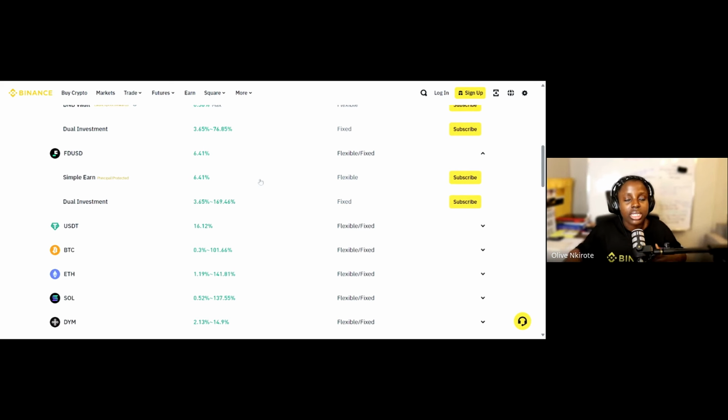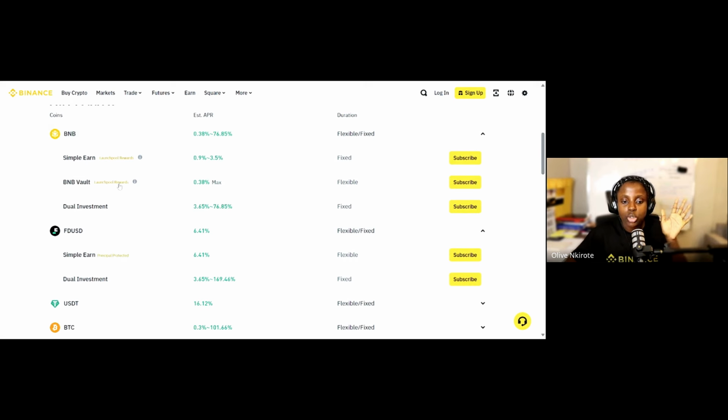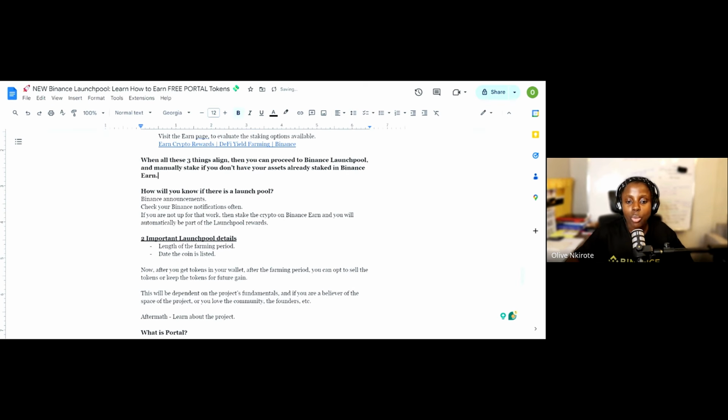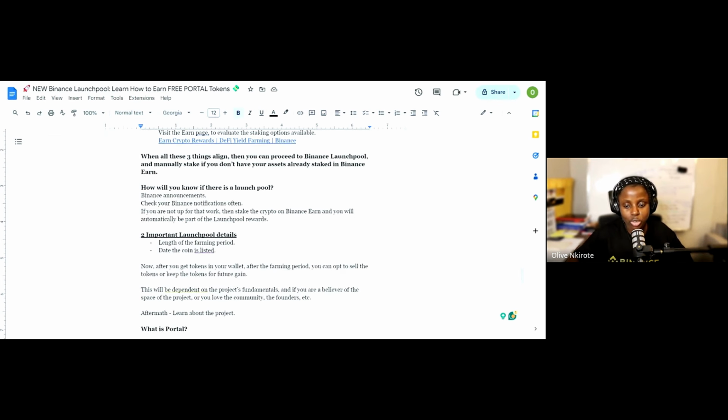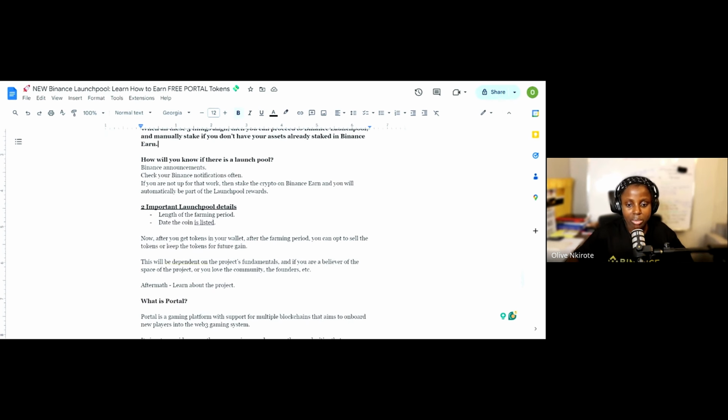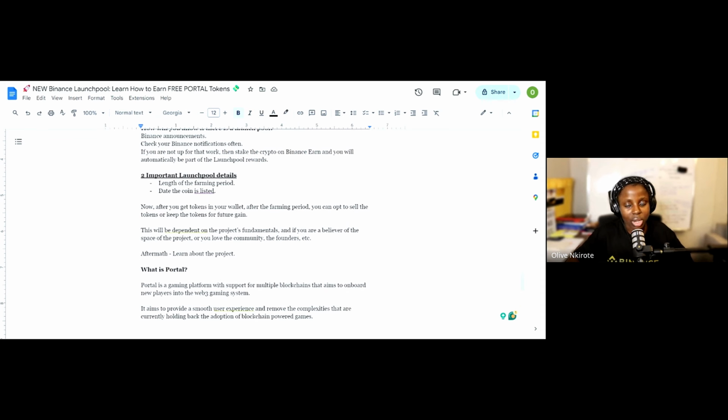You can stake either kienyeji, where you're following up with the announcements from Binance, or you simply just put your money here. It automatically is added to the launch pool. When all these 3 things align, you can proceed to Binance Launchpool if you're doing it manually. But if your assets are already in Binance Earn, you are automatically added on the Binance Launchpool section. How do you know if it's a launch pool? We've talked about that. Binance announcements, Binance notifications. And if you're not up for that work, just take your crypto.